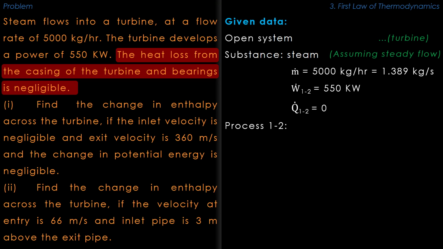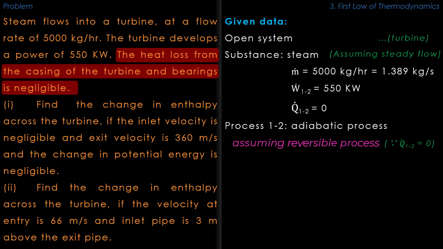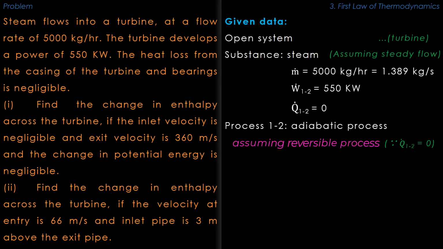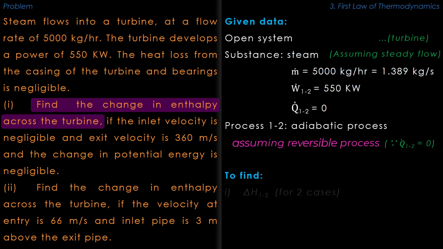And we can also say that the expansion process 1-2 is the adiabatic process. Of course, in the first law, we assume the processes to be reversible, which will make this process a reversible adiabatic or isentropic process. Now, since the fluid is steam, which could be wet, consisting of water particles, we can't assume the process index relation as shown. And for this data, we have to find the change in enthalpy for two cases.